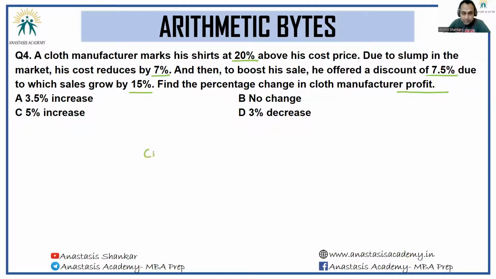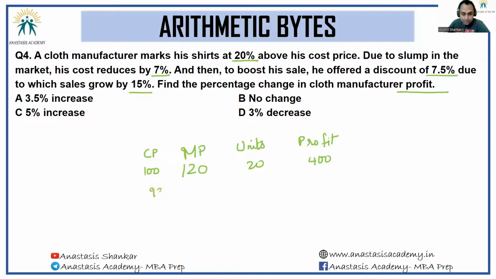So what I'm doing is I'm taking CP as 100 initially. So the marked price would be 20 above, marked price would be 120. And let's say the number of units that he was selling was 20. Number of cloths that he was selling was 20. So profit is 20 per unit. Number of units sold is 20. So his overall profit will now be how much? 400. Cool.